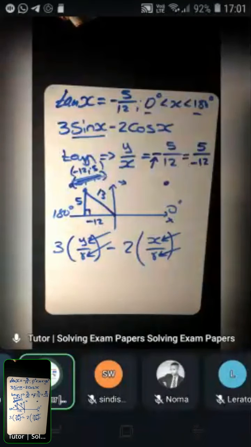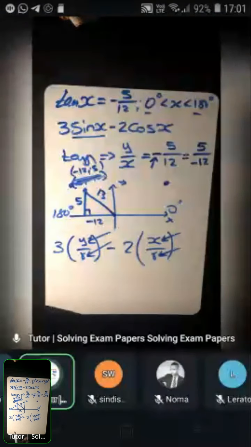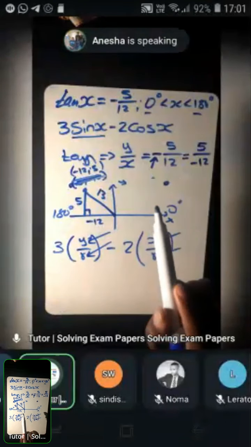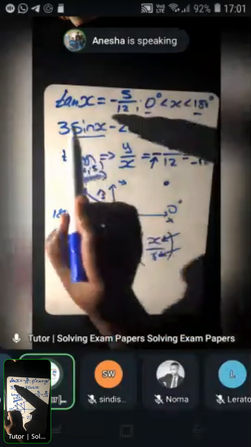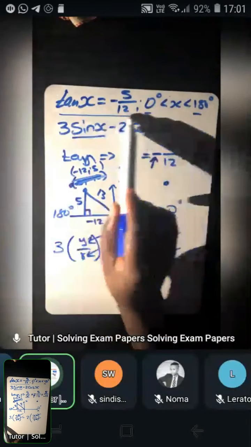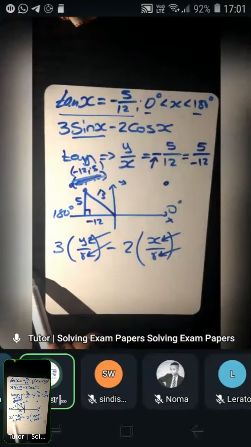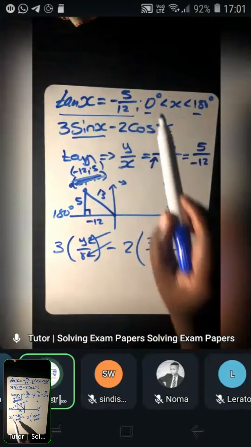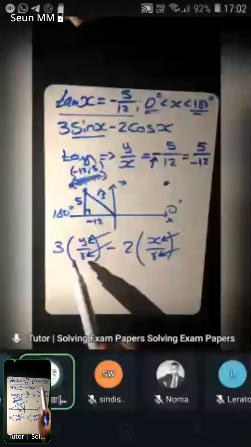I'll just use number 3, for example, to explain what you're supposed to do. So this is what I'm expecting from you as an answer to my homework. You're just going to say, the question says, if tan x is equal to negative 5 over 12, the angle that is formed is between 0 degrees and 180 degrees. That means I must be able to determine in which quadrant the angle will be.